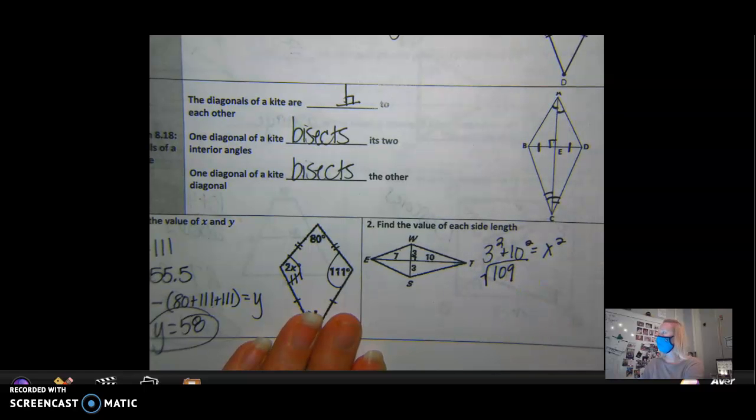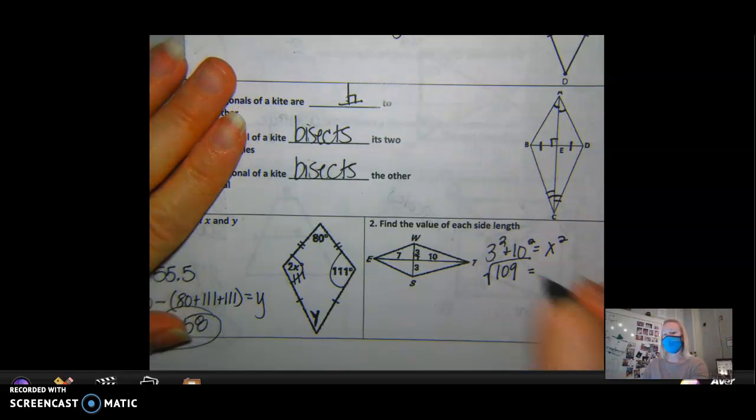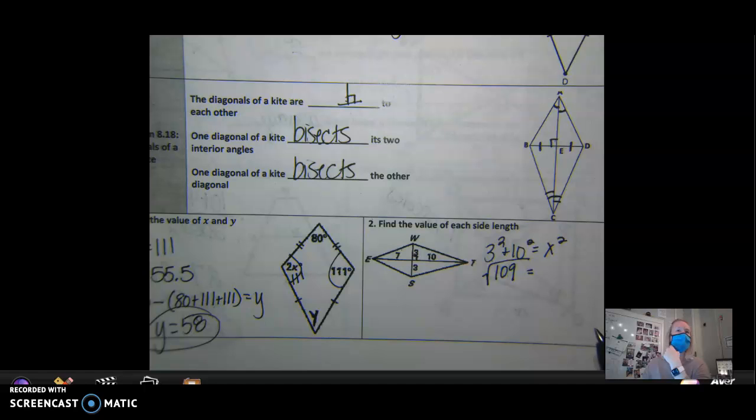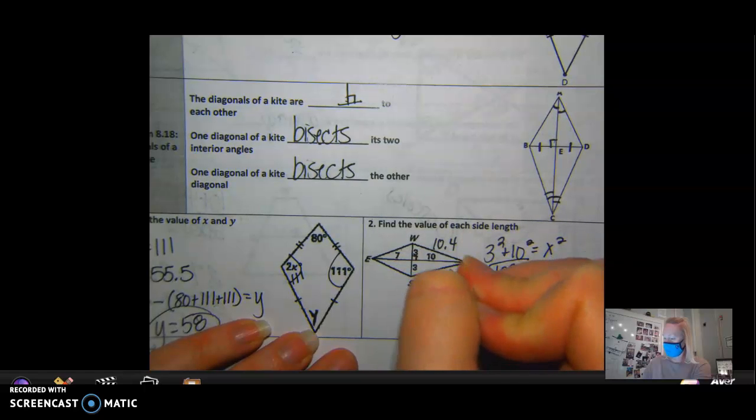So it's square root of 109. That does not reduce down any. So if they ask for a reduced radical, that is your reduced radical. If they ask for a decimal, someone give that to me as a decimal to the nearest tenth, please. 109 is what? Okay. And then so this is 10.4 and this is 10.4.